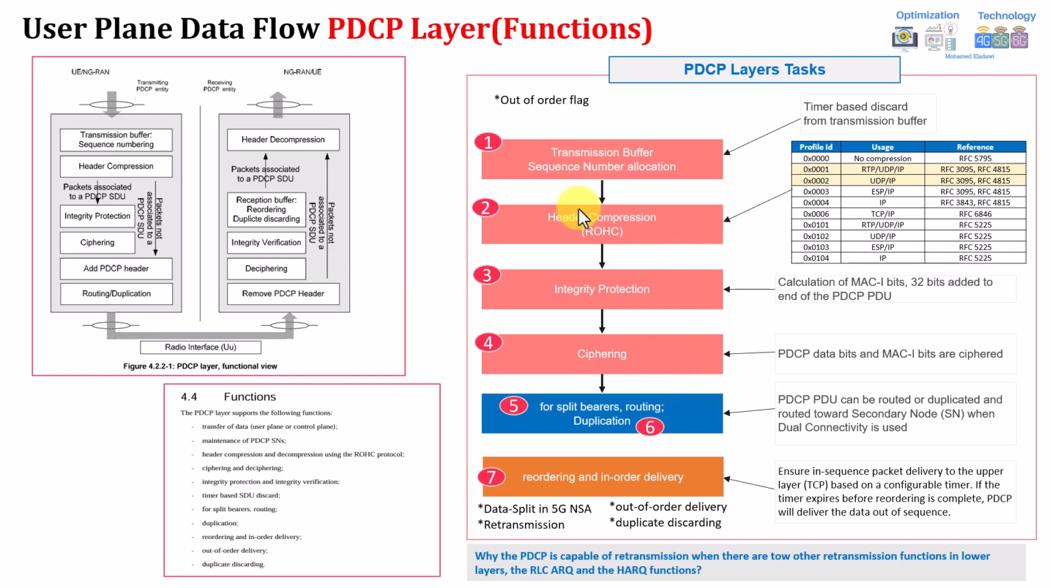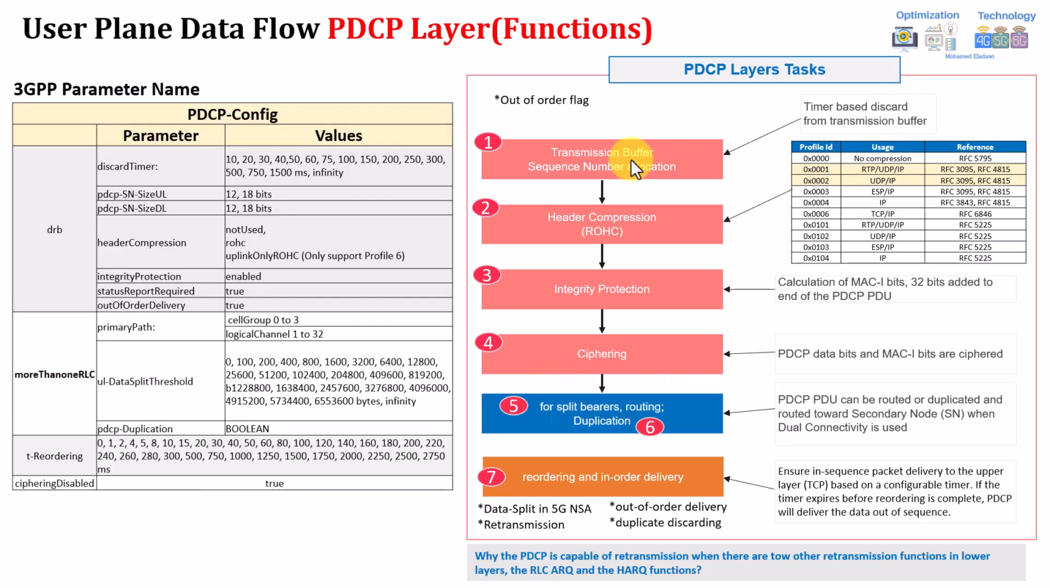Now let's go through these functions one by one to cover them in detail to give you a much better understanding. Before going to each of those functions, if you look at the table on the left, these are actually the parameters that you are going to find in the 3GPP layer 3 messages. These are all the parameters which control all this functionality.